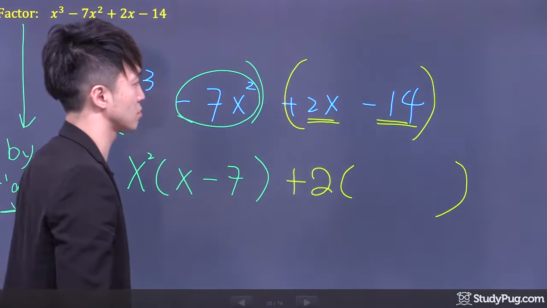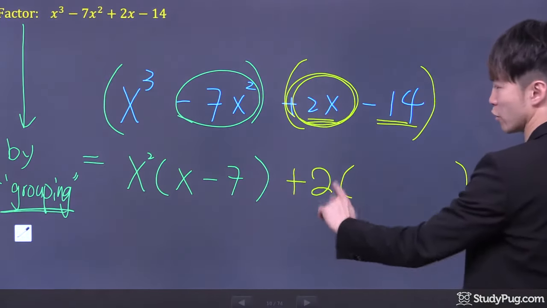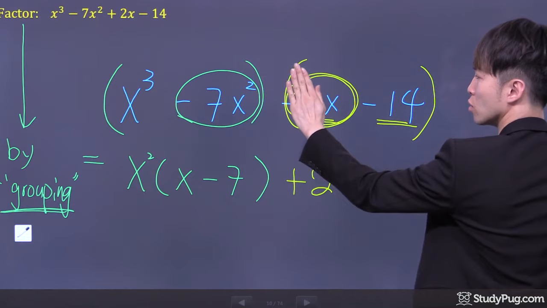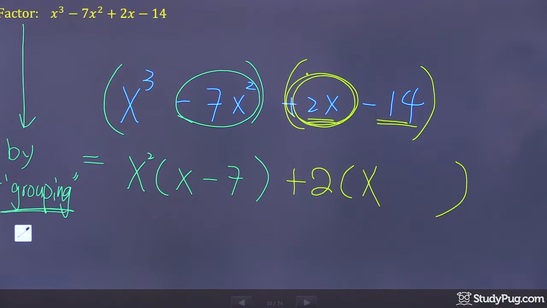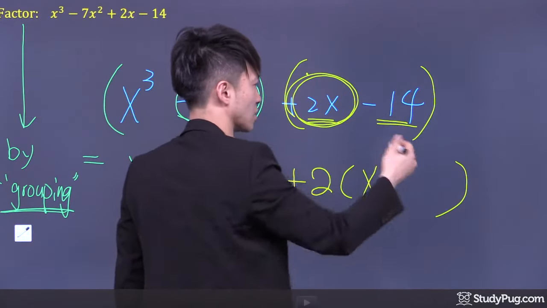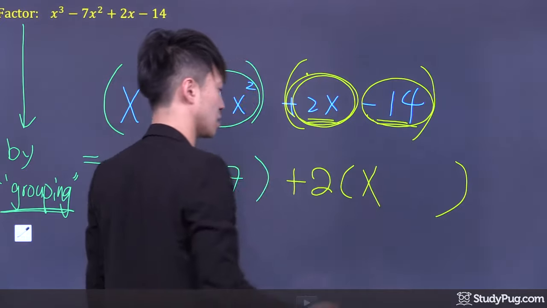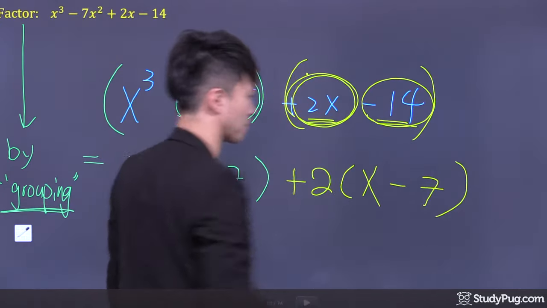So now, let's look at the first term inside the yellow family. So guys, 2x, if we factor out the 2, what do we have left? Just x, right? Now, how about the second term right here inside the family? Negative 14, take out the 2. So negative 14 divided by 2, we have negative 7.